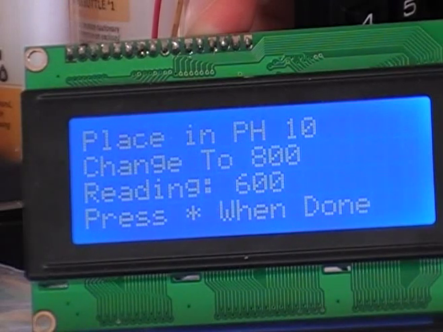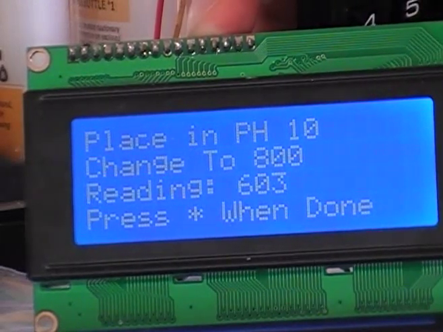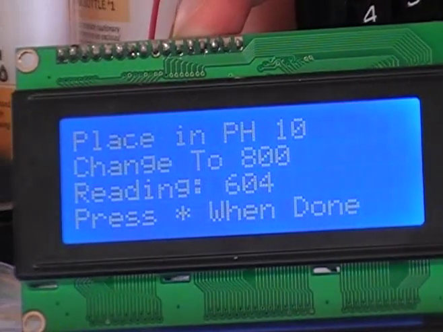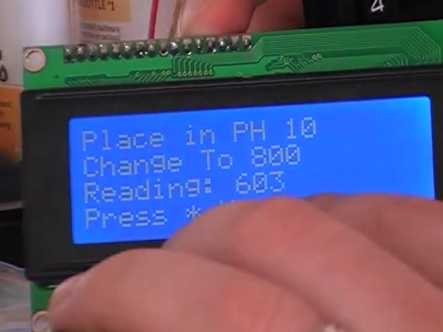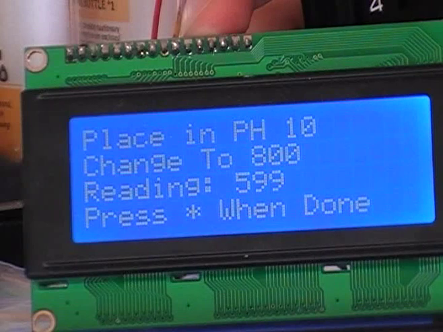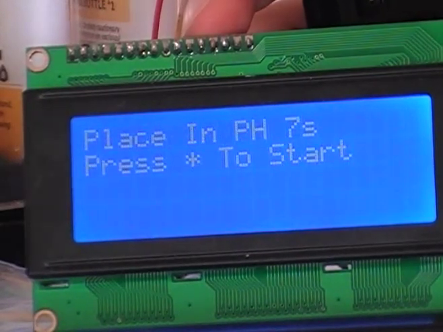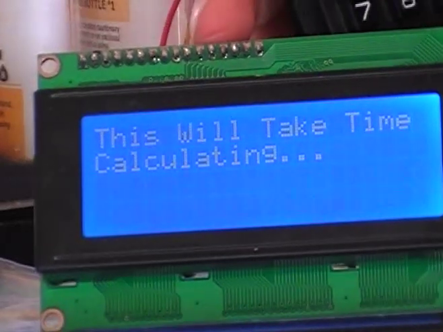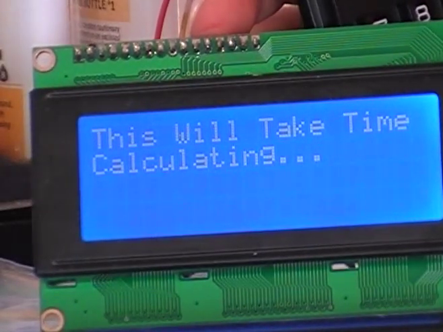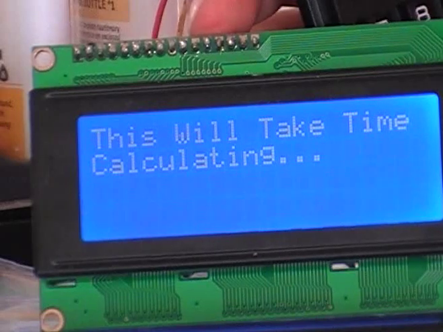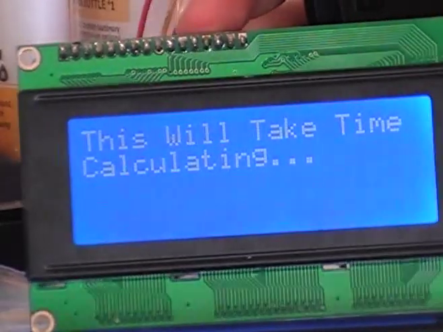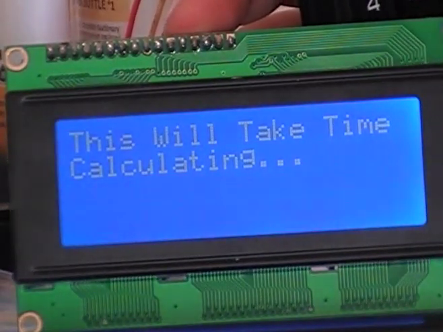Now a reading of about 600 is about 8.1. However, the math is not quite right in the sketch. But this is actually accurate. We've got no jumping around. So basically that's as simple as it gets. With a DIY project, you can't get too much simpler than that to configure it.